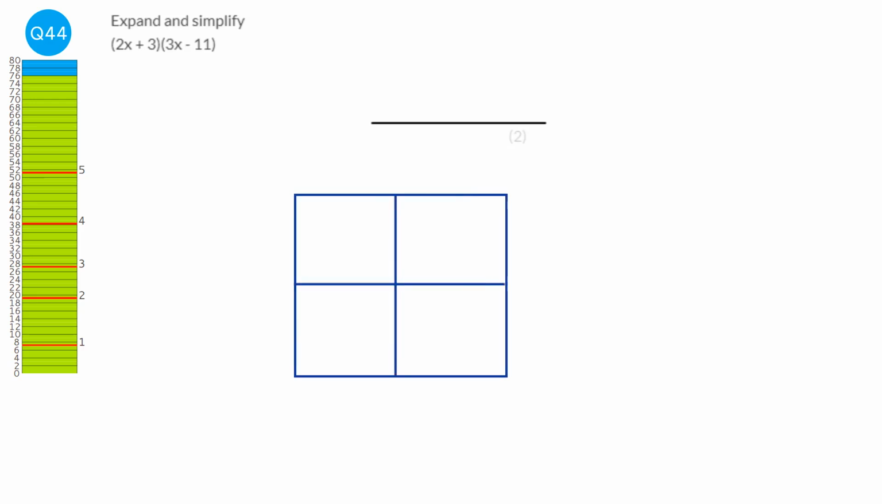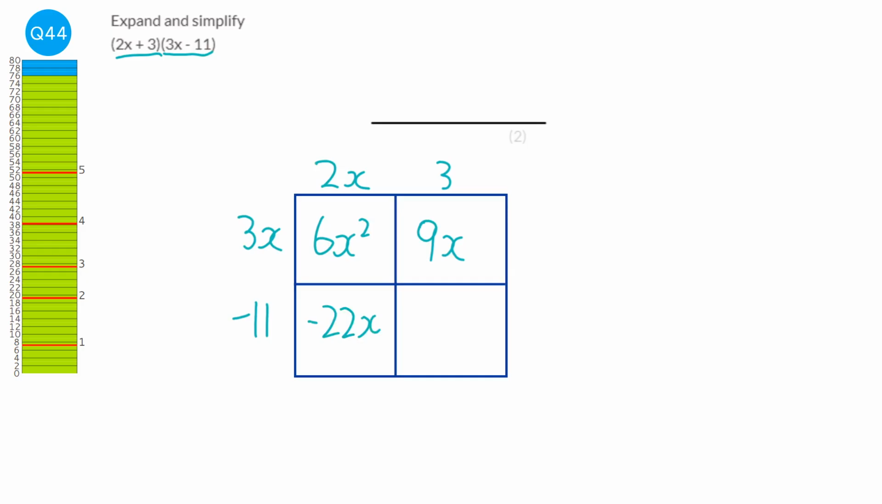I'm going to do just a quick multiplication grid. And what I'm going to do is I'm going to put the 2x plus 3 at the top, so 2x and then plus 3, and then 3x minus 11 down the side. Multiply them out, 3 times 2 is 6, so that'd be 6x squared, 3 times 3 is 9, so that'd be 9x. Minus 11 times positive 2 will be minus 22x. And then minus 11 times positive 3 will be minus 33.